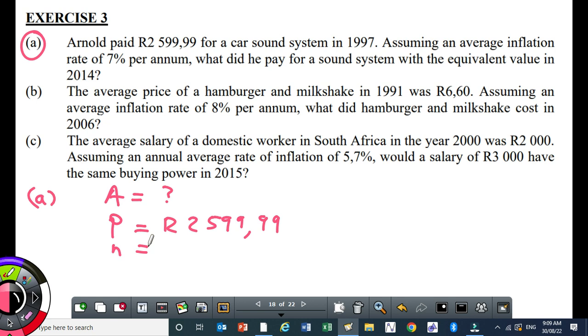Now, to calculate N, sometimes you might need to use fingers. So it will be 1998, 99, 2000, 2001, 2002, 2003, 4, 5, 6, 7, 8, 9, 10, 11, 12, 13, 14. So that's 17 years. You might need to use fingers, yes. They will help you. Some questions on finance you might have to use your fingers, because you can write an incorrect N.